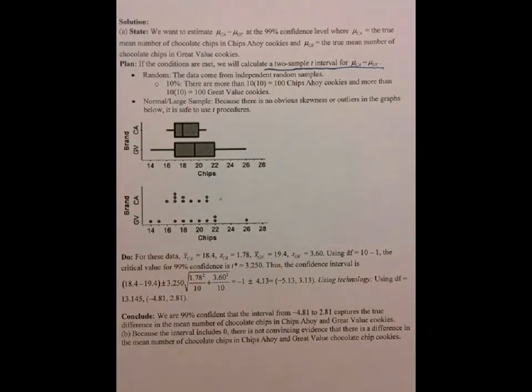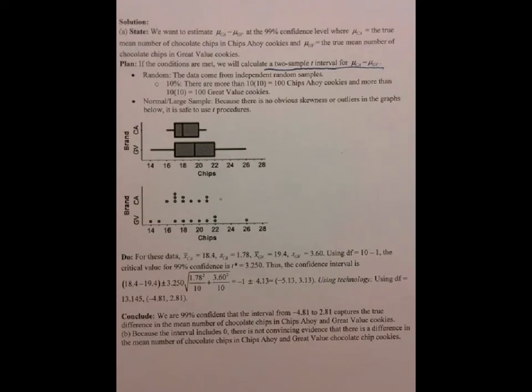The random condition: the data come from independent random samples from the two populations, right? And then the 10% conditions: there are more than 10 times 10, or 100, Chips Ahoy cookies in the entire world, and more than 10 times 10 equals 100 Great Value cookies in the entire world, right? So, normal or large sample.